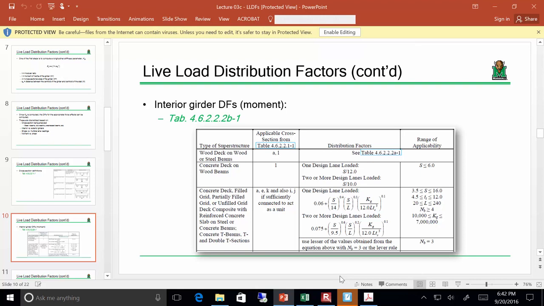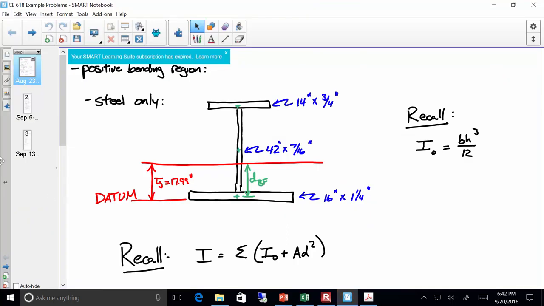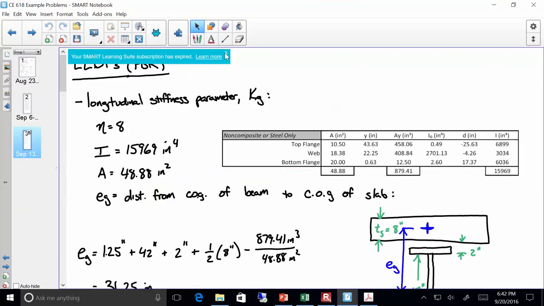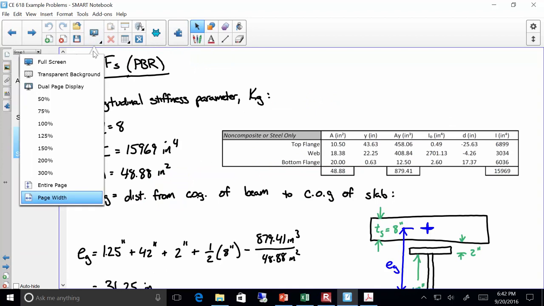You know the drill. So instead of belaboring everything going on here, let me get to the notes. So here's our section on live load distribution.